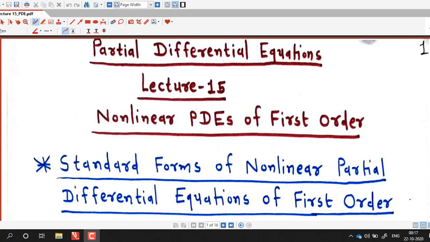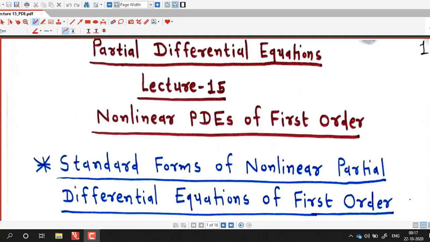In last lectures we have discussed Charpit's method for solving nonlinear partial differential equations of first order. But as we have seen, Charpit's method is very lengthy and sometimes it may become complicated if we are not able to solve Charpit's auxiliary equations by combining appropriate fractions.